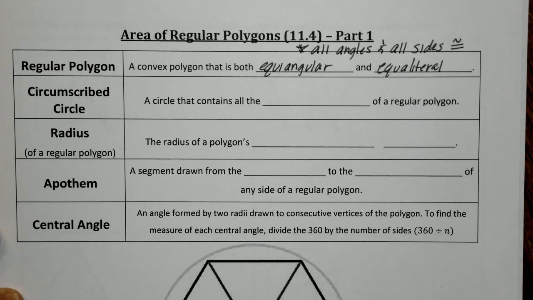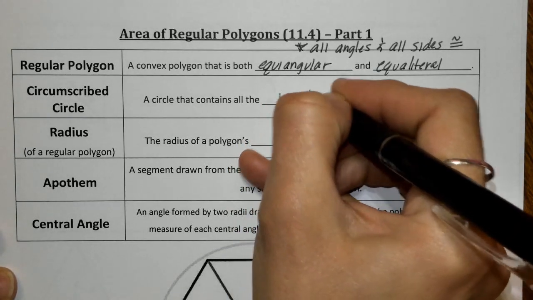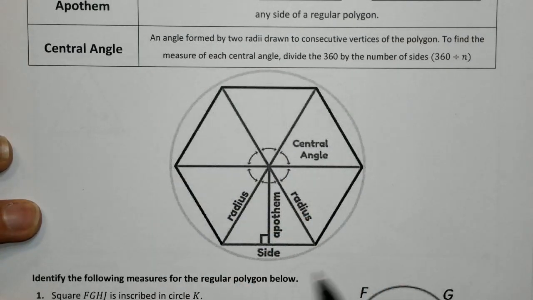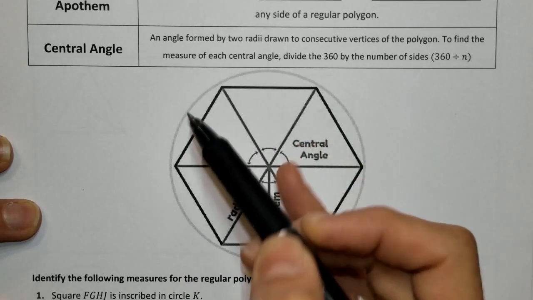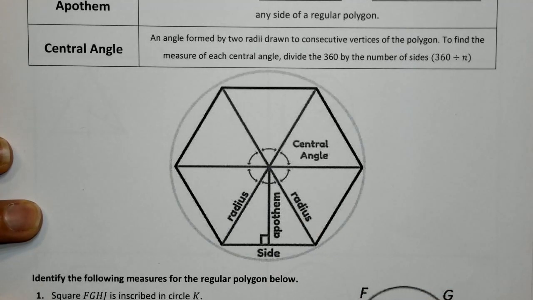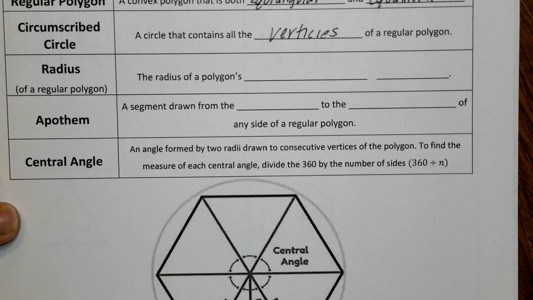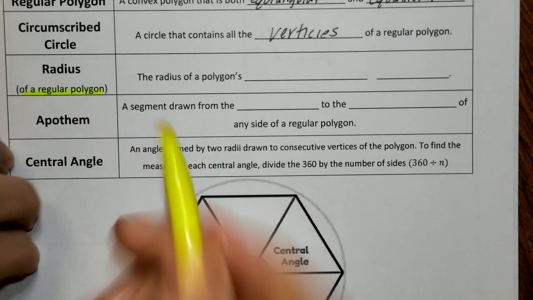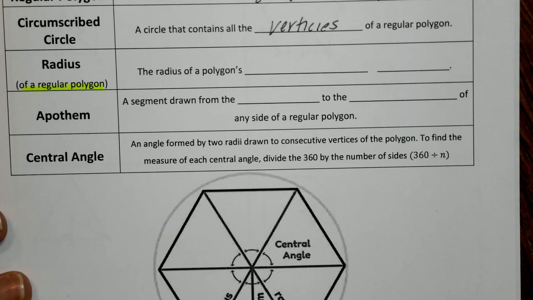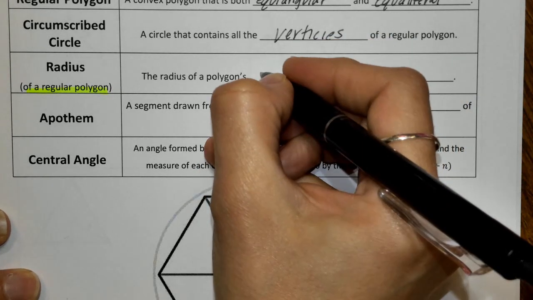Circumscribed circle we've talked about in the circles unit. It's going to be a circle that contains all the vertices of a regular polygon. And we'll see that down here. This is the circumscribed circle, and there's a reason we're talking about that. All vertices of the regular polygon are going to attach, creating inscribed angles. The radius of a regular polygon, we know what the radius of a circle is. The radius of a regular polygon is going to be the same radius as the polygon's circumscribed circle.